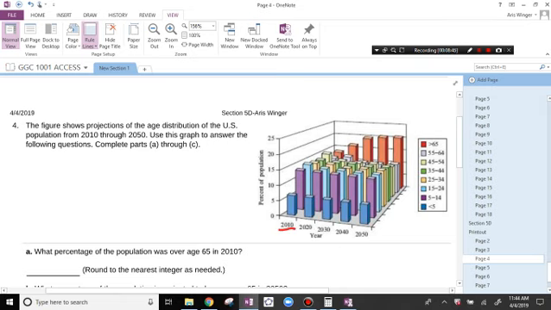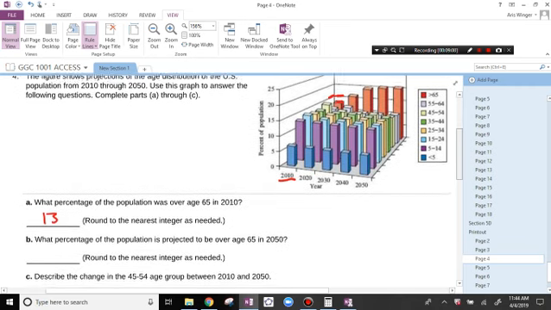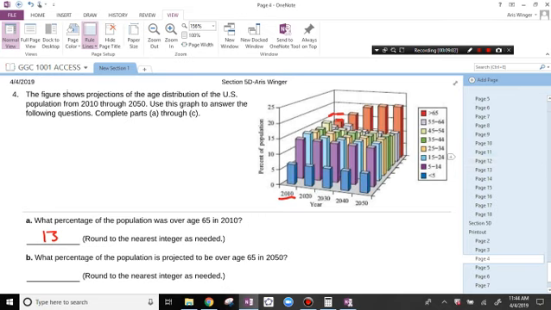Here's 2010. Over 65 is this group right here. This is 15. So this looks like it's roughly about 13. I think my math lab might even take 14. What percentage of the population is projected to be over 65 in 2050? 2050 is this year. When you go to these people, over 65 looks about like 20.